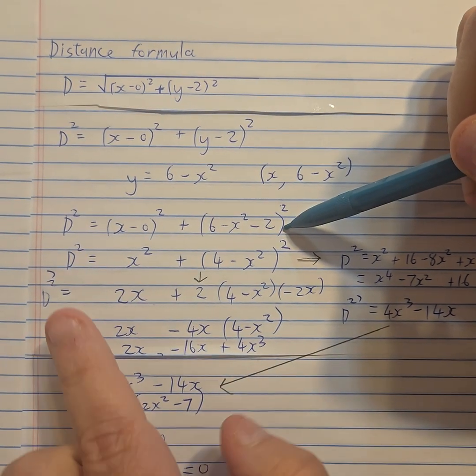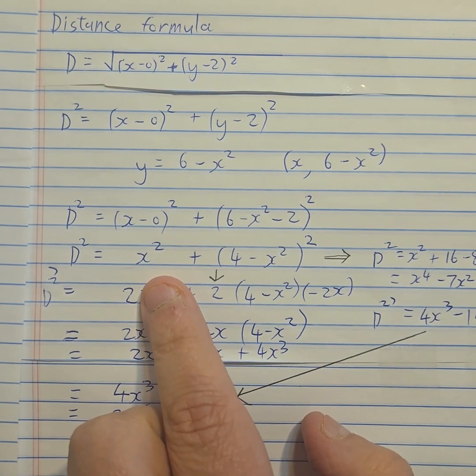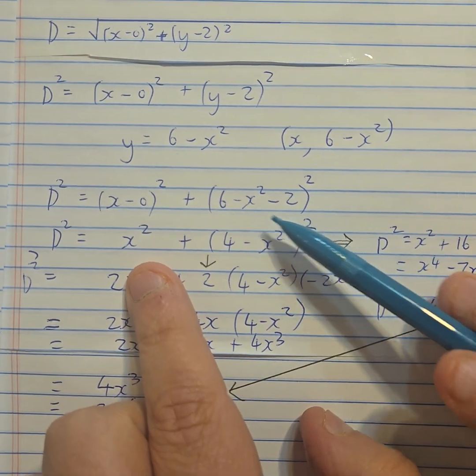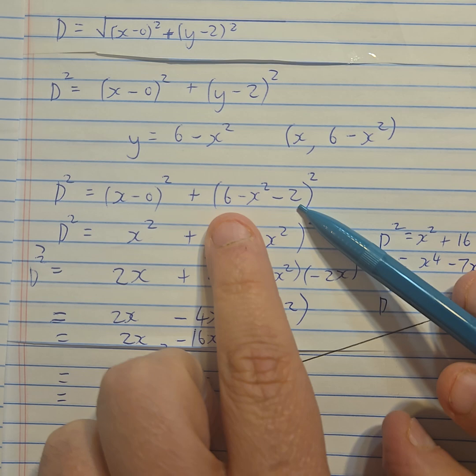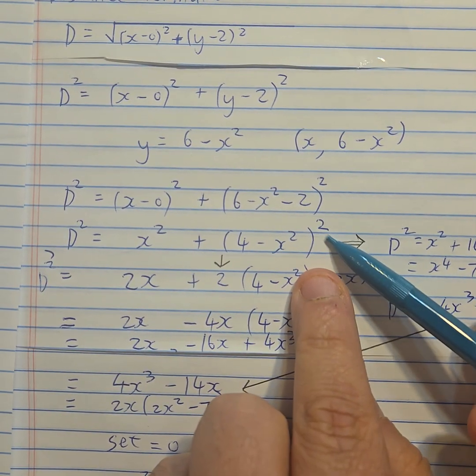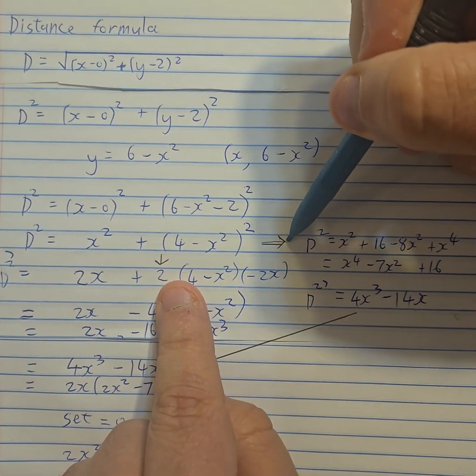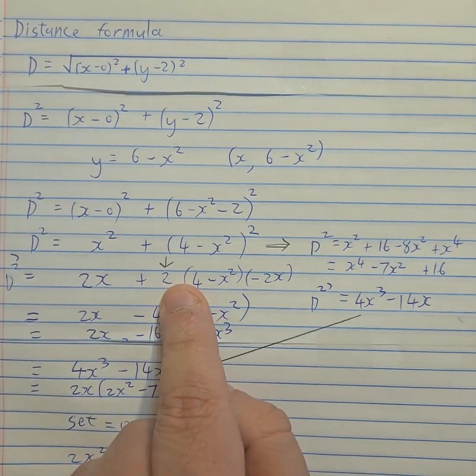And now we simplify a little bit. x minus 0 squared is x squared. 6 minus x squared minus 2: 6 minus 2 is 4, so 4 minus x squared. You'll see what seems a bit confusing. I've got an arrow here and an arrow going down.